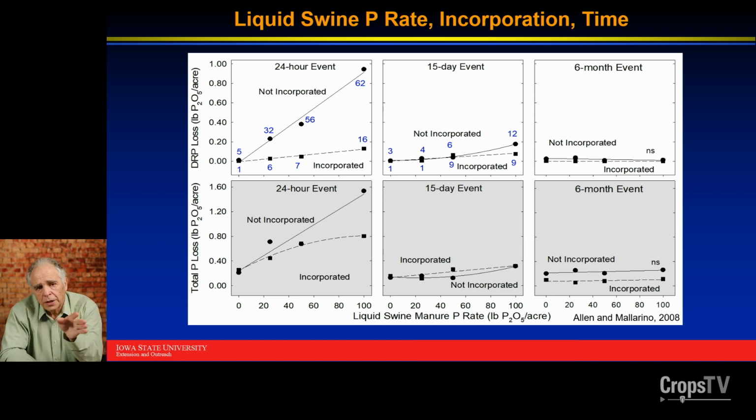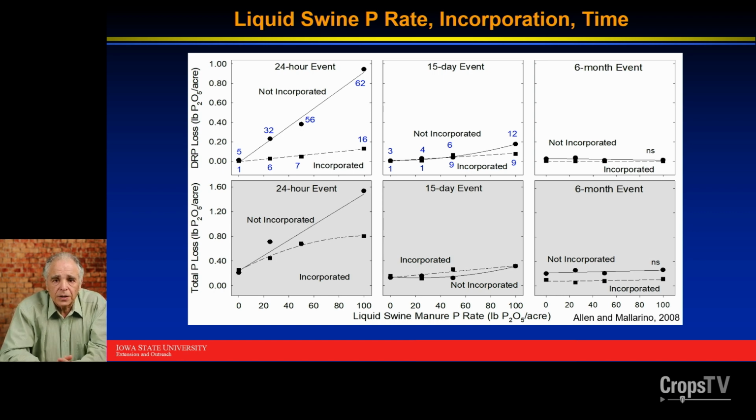Okay, so if you look at the top and the left chart, you see the incorporation really reduces the dissolved P losses, and without incorporation is linear, very high. Okay, and the blue numbers again is the dissolved P. You can see that incorporation really cuts to a minimum the proportion of dissolved P in the runoff and the total losses. And below is the total P. The differences are less because we are measuring all the total P.